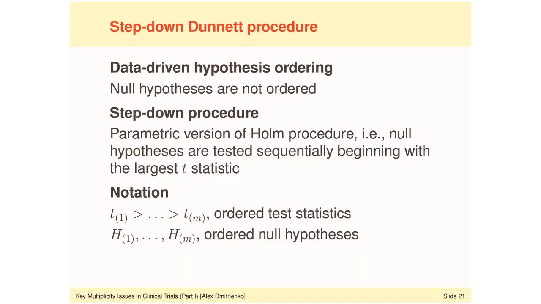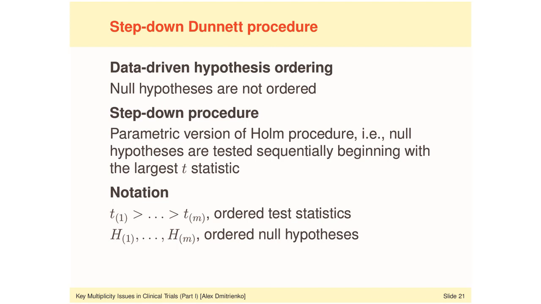Step down Dunnett procedure. So far, we have defined one procedure from the Dunnett family of parametric procedures. It is the most straightforward, single-step procedure, which serves as an extension of the basic Bonferroni. And on this slide and the next few slides, I will show you that other non-parametric or semi-parametric procedures are naturally extended to this parametric setting.